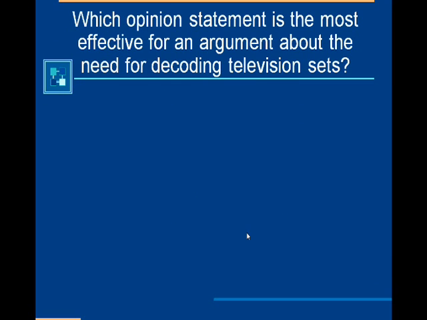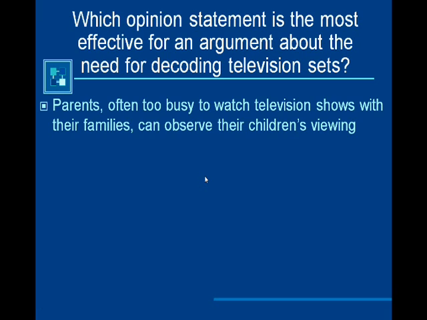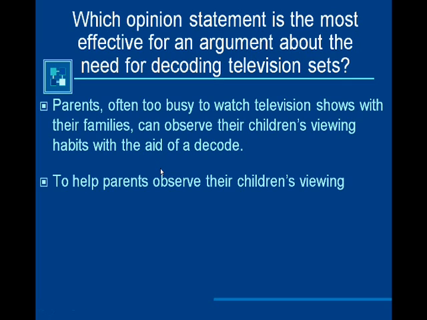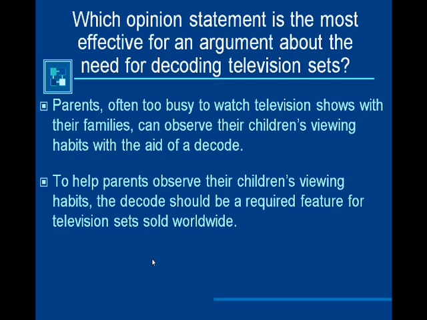Which opinion statement is the most effective for an argument about the need for decoding television sets? Okay, so let's look at these opinion statements and try to choose which one is the more effective one. Parents often too busy to watch television shows with their families can observe their children's viewing habits with the aid of a decoder. To help parents observe their children's viewing habits, the decoder should be a required feature for the television sets sold worldwide.